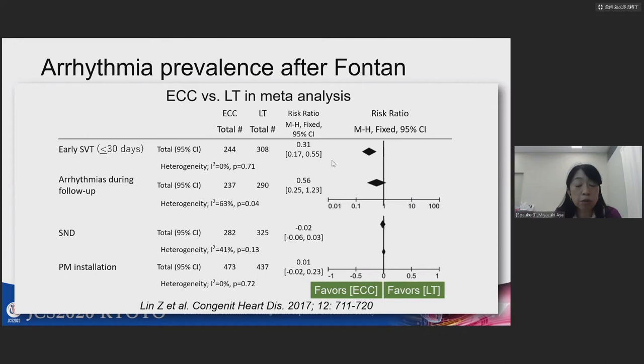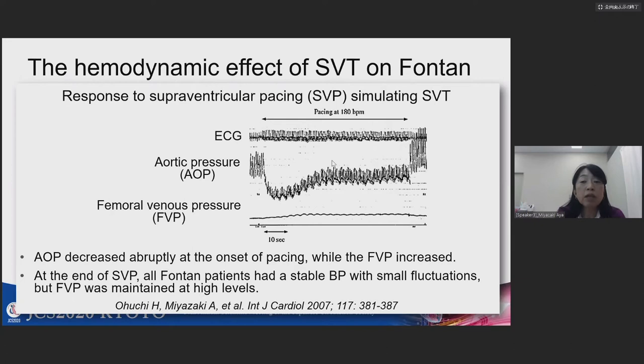Let's look at the hemodynamic effect of SVT on Fontan circulation. This is an interesting paper showing the hemodynamics during supraventricular pacing to simulate SVT. This figure shows the response during the SVT. Aortic pressure decreased abruptly at the onset of pacing, while the FVP increased. The blood pressure subsequently increased with some fluctuation. At the end of SVP, all Fontan patients had a stable BP with a small fluctuation, but FVP was maintained at high levels.